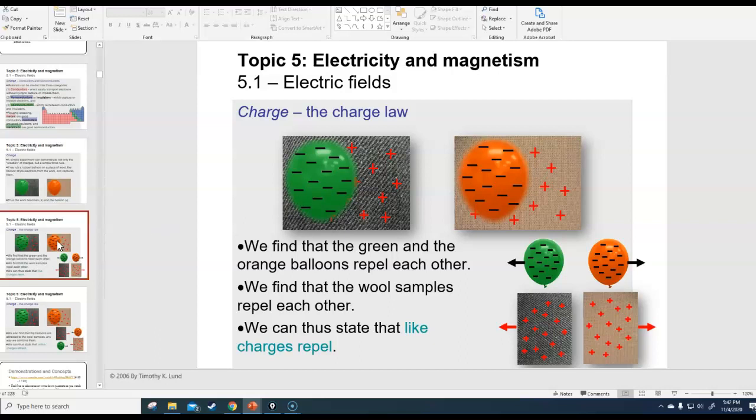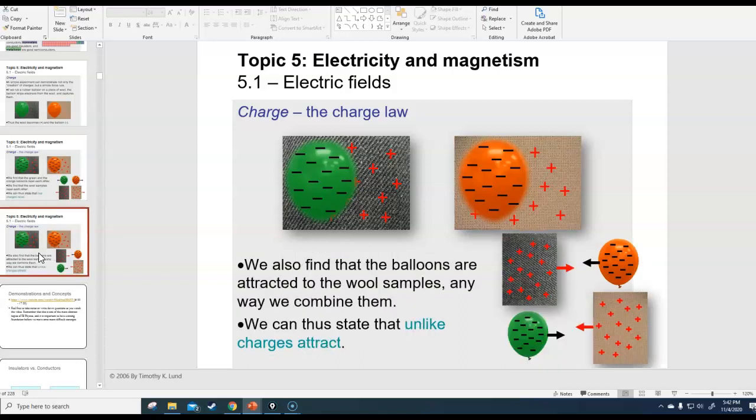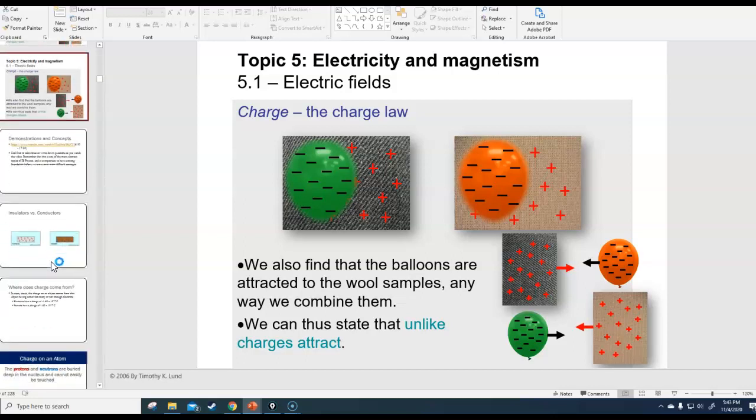If you were to do this with two different balloons and place the two balloons close to each other, you would find that those balloons actually repel. That's a simple demonstration you can do to find out that if I have two objects that have the same type of charge, in this case both negative, they are going to repel. But of course the balloon and the wool, one has a positive charge and one has a negative charge, and so those are going to attract each other.